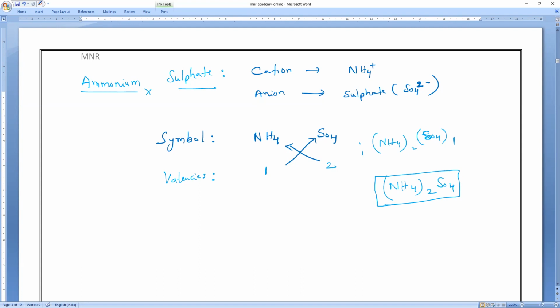Doubt, sir. Sir, can we multiply it? Because in 8th standard we did. You cannot do it. You cannot modify the formula. Note my word: you do not have the right to change the chemical formula. The formula is always the same.